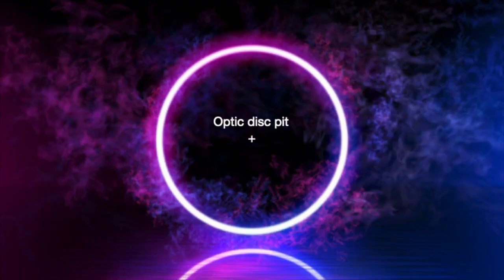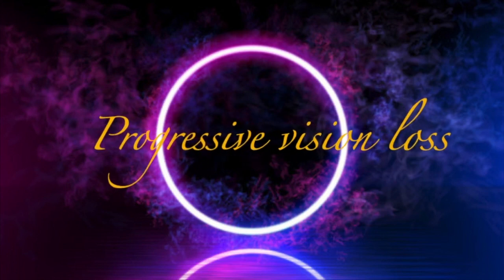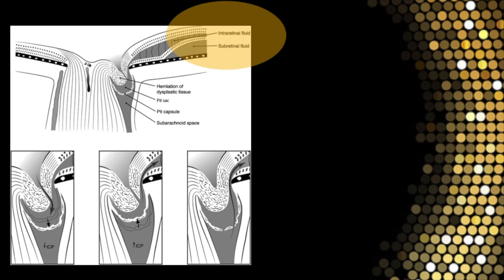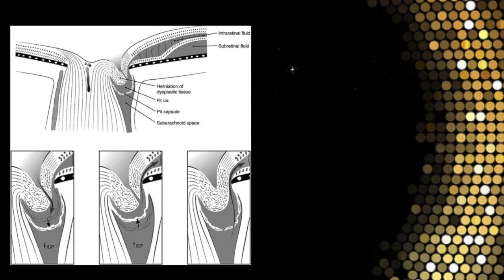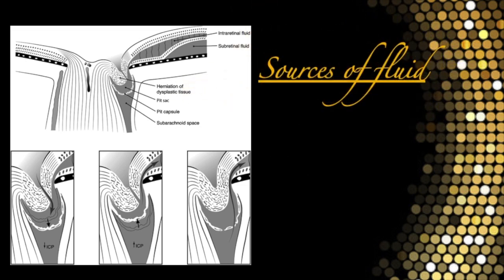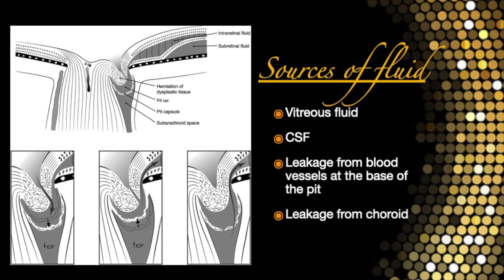ONH pit is sometimes complicated by maculopathy leading to progressive vision loss. Optic disc pit maculopathy is characterized by intra and subretinal fluid at the macula. Though the source of this fluid is unclear, theories have suggested that it may be vitreous fluid, cerebrospinal fluid, leakage from blood vessels at the base of the pit, or leakage from the choroid.